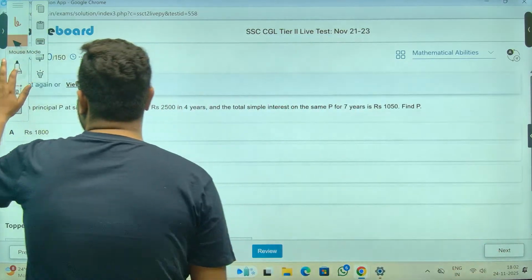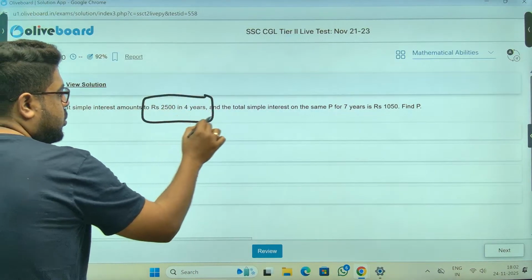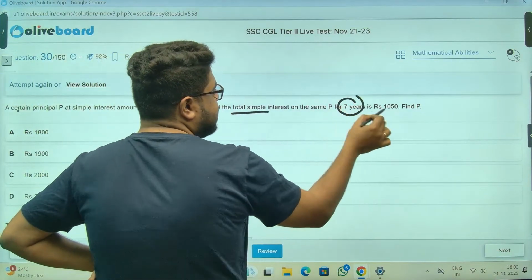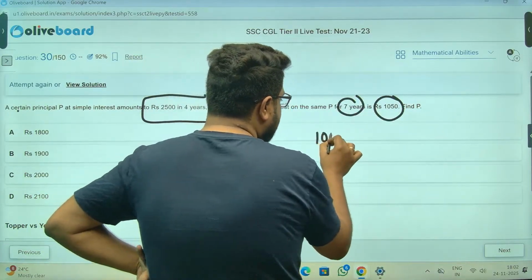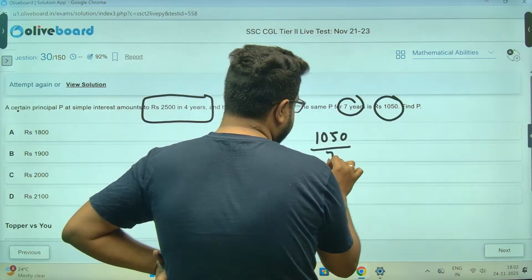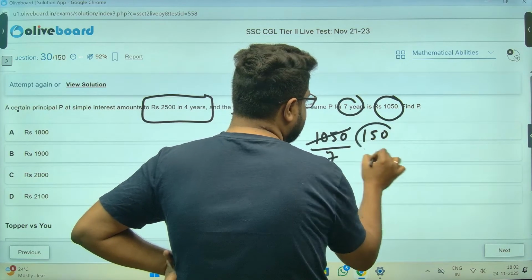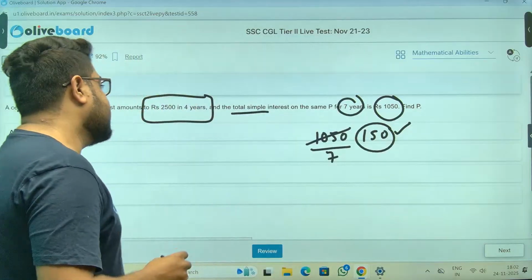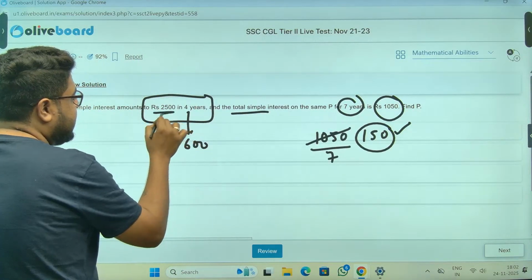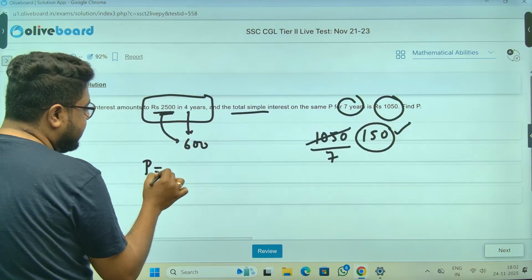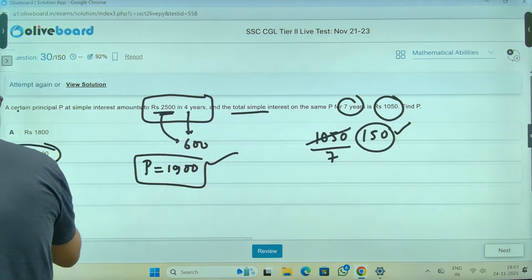Last but not the least question. Certain principal, total in simple 7 years, again, simple interest is equal for every year. So 1 year interest, 1050 by 7, 7 ones are 7, 150, sir. Every year's interest. Sir, 4 years interest will be 4 into 150, 600 rupees. 2500 is the amount, so principal will be 1900 rupees. That's your answer, option number B.